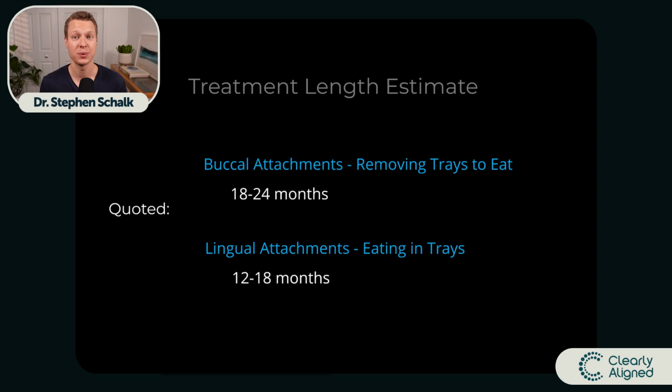Now, I don't tell my patients that it means it's going to be twice as fast. I just tell my patients that it's going to be about 30% faster. That's why I tell my patients that if they're removing their trays to eat with the bumps on the outside, then we're going to be looking at about 18 to 24 months. If they're eating with their trays in and they're not taking them out, then we're looking at about 12 to 18 months of treatment time.